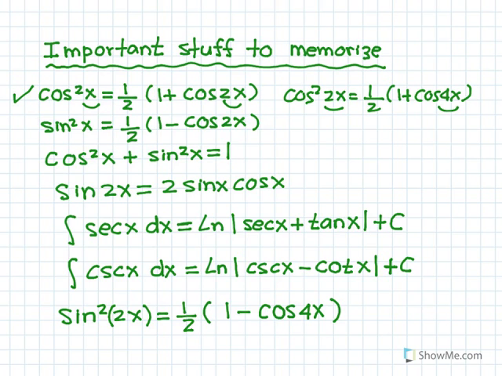And cosine squared x plus sine squared x equals 1. We also apply this one. Sine squared x is equal to 1/2 times 1 minus cosine 2x. We apply this one as well. We also apply the double angle identity, sine 2x is 2 sine x cos x. And we have to memorize the integral of secant x dx and the integral of cosecant x dx. And those are some of the things you should memorize so that it's easier to solve these integrals.